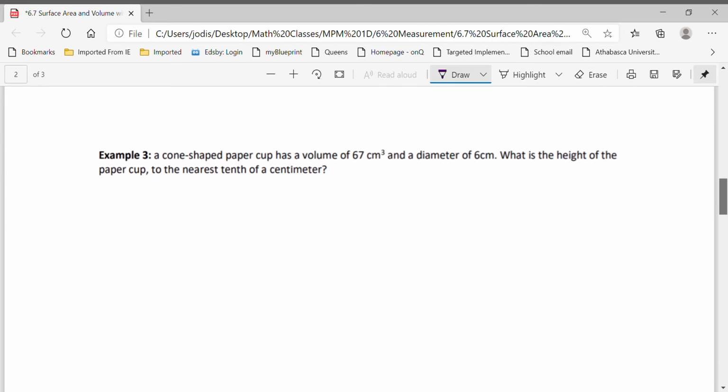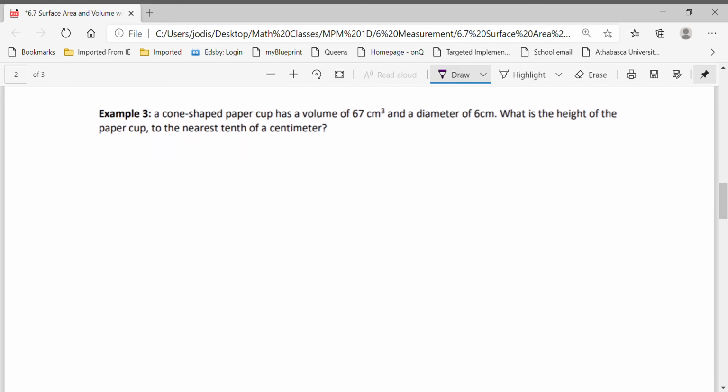Okay. So example 3, we've got a cone-shaped paper cup. Okay, so one of those paper cups they give you at the dentist sometimes, maybe. Okay, cone-shaped paper cup. It has a volume of 67 centimeters cubed, and it has a diameter of 6 centimeters. What is the height of the paper cup to the nearest 1/10 of a centimeter?